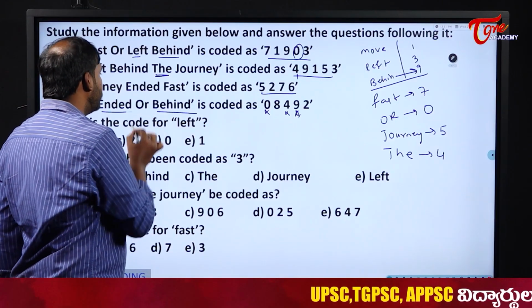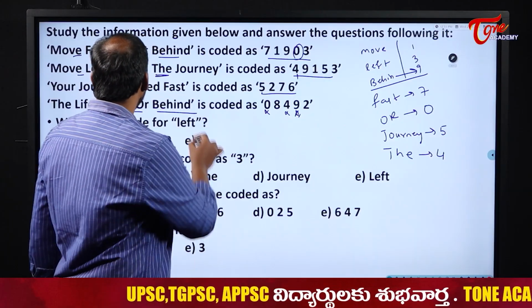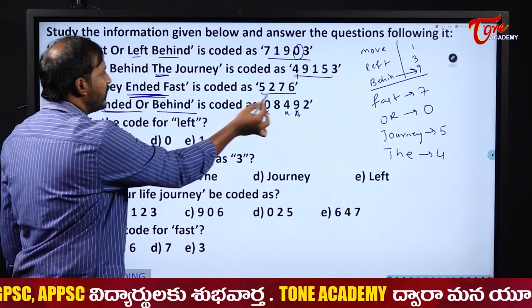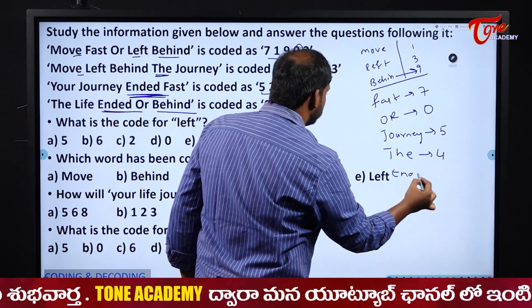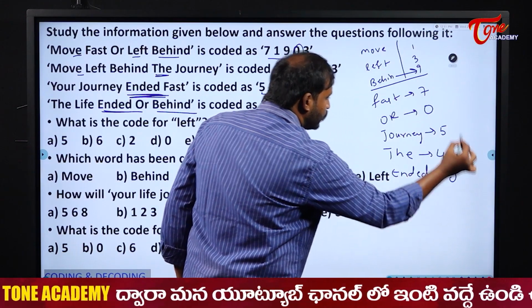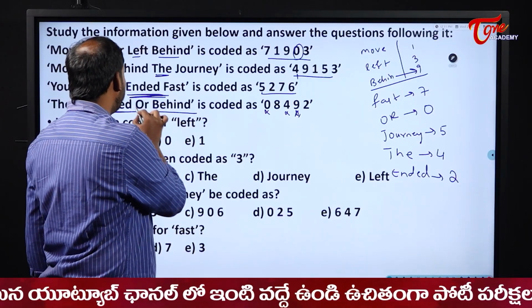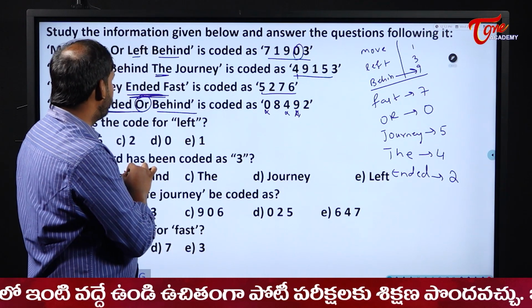Next, or ended. Or ended. So, what do we have here? 2 and 9. So, ended is there here. See here, students. Ended and ended. So, what is common in these two? 2, right? So, the code for ended will become 2. Then, what will be left for or? Or is already 0. That is gone.